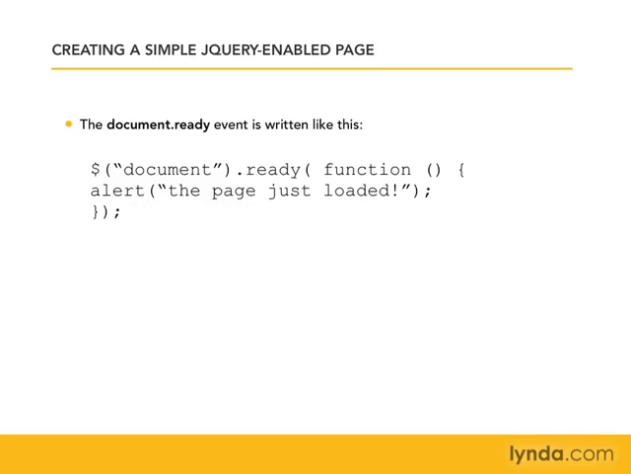So what I'm doing here is writing the jQuery object and calling the function with the parameter of document and then .ready. And I'm passing it this anonymous function that will display an alert when the page is loaded.